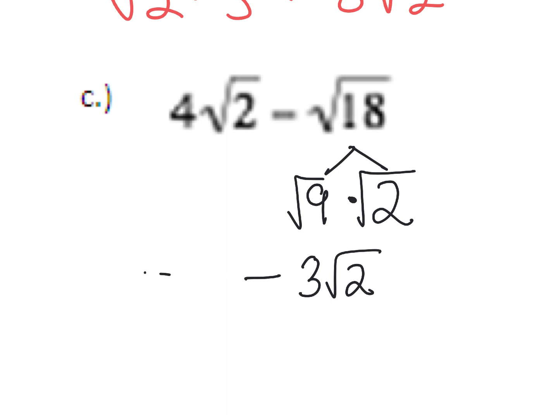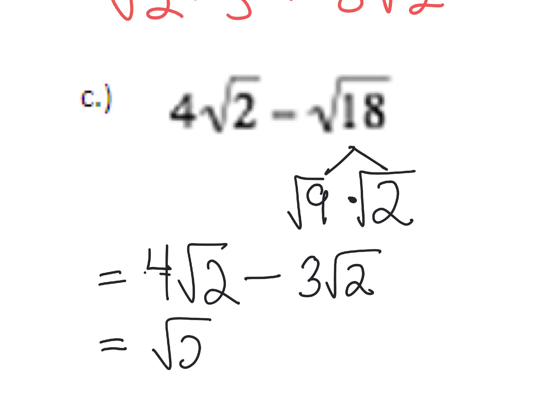So we got 4 square roots of 2 minus 3 square roots of 2. Yeah, you could write 1 square root of 2 or the square root of 2. They mean the same thing. And you guys are crushing our lesson today. Nice job.